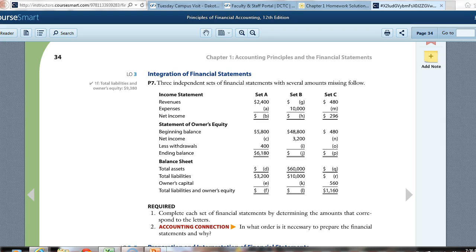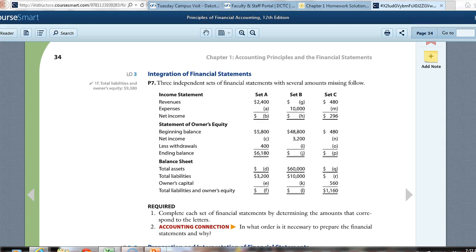Good. Now, the statement of owner's equity shows us what the net income is. So if net income is $3,200, what is H? $3,200. What does that make our revenues? Because net income is $3,200, then our expenses are $10,000. That means our revenues have to be $13,200. Does that make sense? Any questions on that? Is this helping, guys?